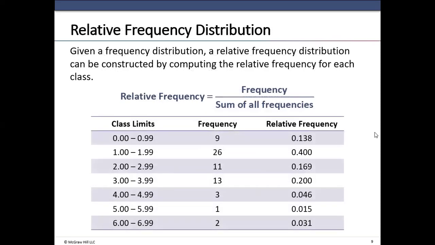And then we divide the frequency of each class by the sum of all frequencies to get the relative frequency. Again, what is the advantage? You know, 40% of the data are between 1 and 1.99. So the majority is in the second class.